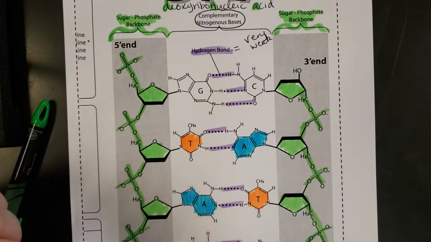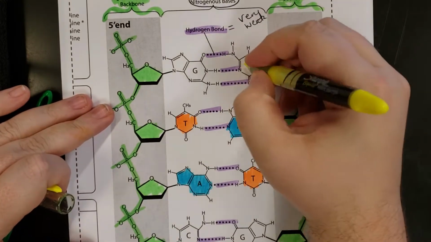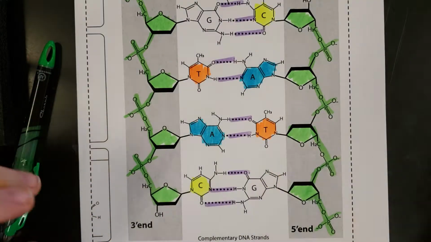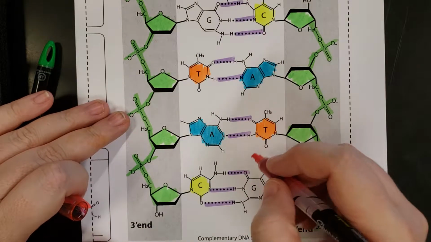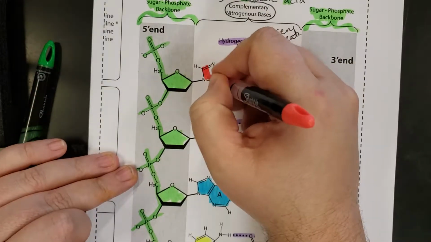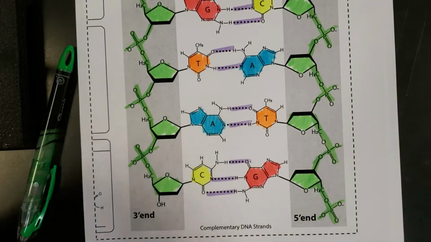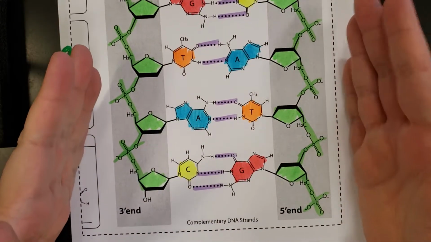Then our cytosines are yellow, so I'm going to color in all of my cytosines. There's a cytosine there and one down there. And then the base that always matches with cytosine is guanine, which is pink. So I'm going to color in, oops, missed one. My guanines like this. Okay, so this is what your DNA strand looks like.